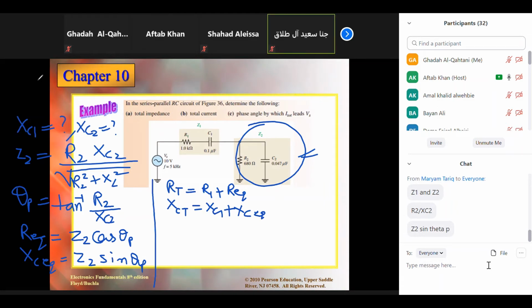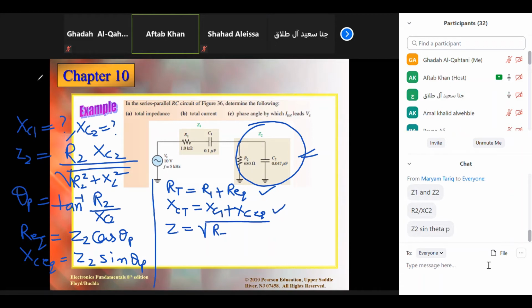Finally, Z, or we can say Z total, because another Z1 is already written. Because this is for the series, the formula is going to be RT squared plus XC total squared, under root. Yeah, this is something now. So we have given the answer of the first part this way.